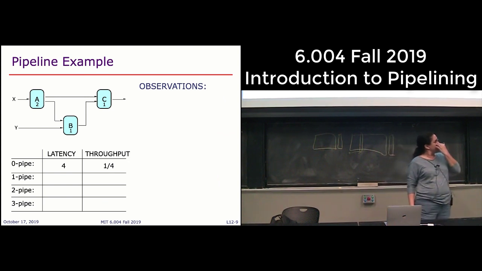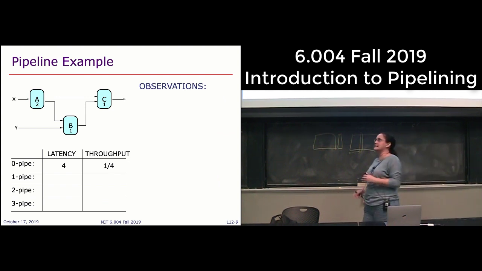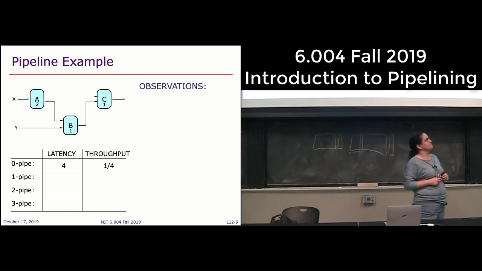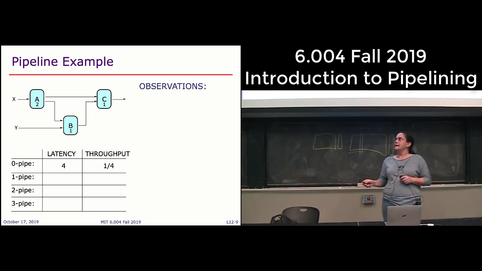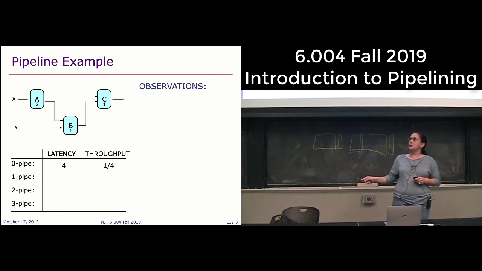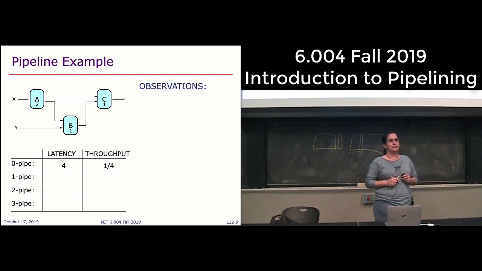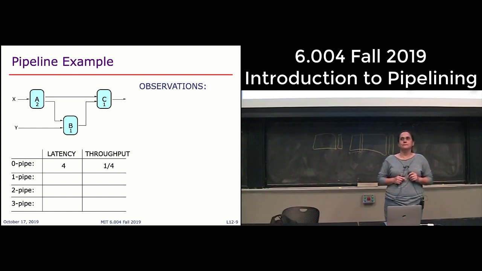All right, so let's continue analyzing when it is useful to add a pipeline stage and when it is not. We're going to take a look at this simple example over here. I've got a combinational circuit with modules A, B, and C, and the delay of A is 2, and of B and C is just 1 time unit, okay? So what's the combinational delay of this circuit? What's the longest path? 4 nanoseconds, right?